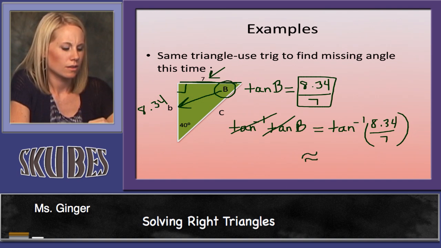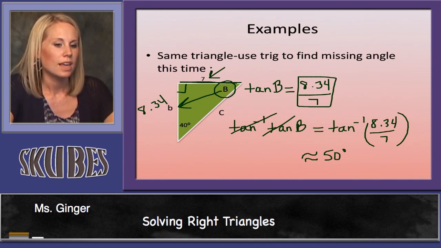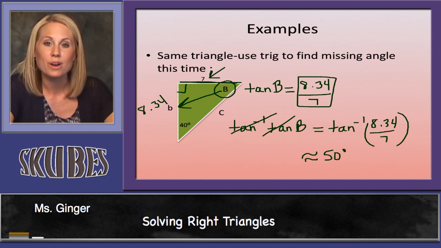roughly 50 degrees if you round. The same value that we got in the first example, so that's good. That matches. And this concludes our lesson on solving right triangles.